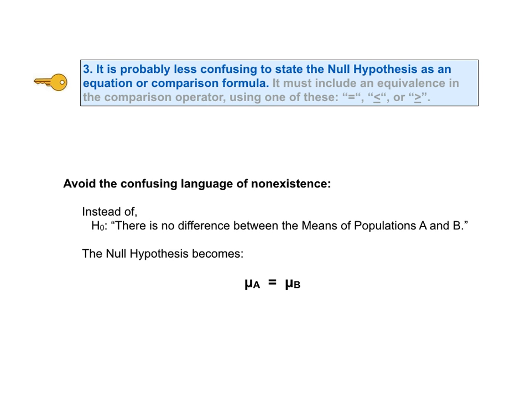As key to understanding number 3 says, it is probably less confusing and more precise to state the null hypothesis as an equation or comparison formula. This allows us to avoid the confusing language of non-existence. For example, instead of saying there is no difference between the mean of population A and the mean of population B, we can just write mu sub A equals mu sub B, where the Greek letter mu is the symbol for mean.